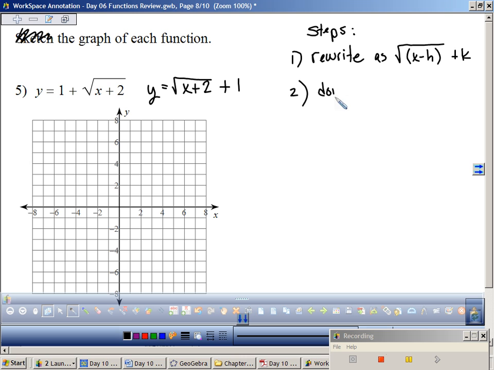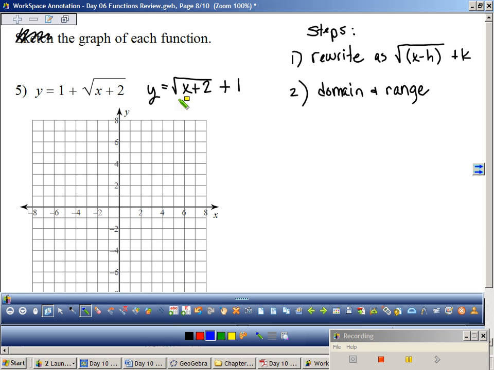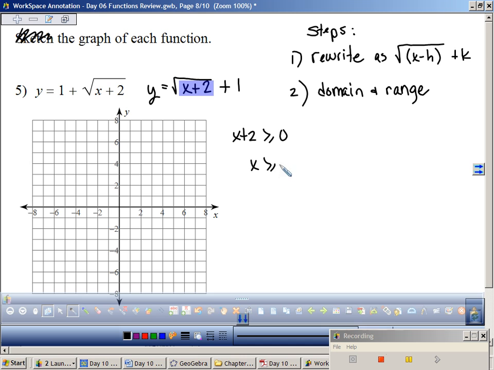Get the domain and range. See why I was trying to skip over the next one? Because we just did that. Okay, so how do I find the domain and range of this? Under the radical. So x plus 2 must be greater than or equal to 0. Therefore, x must be greater than or equal to -2. So my domain is x such that x is greater than or equal to -2.